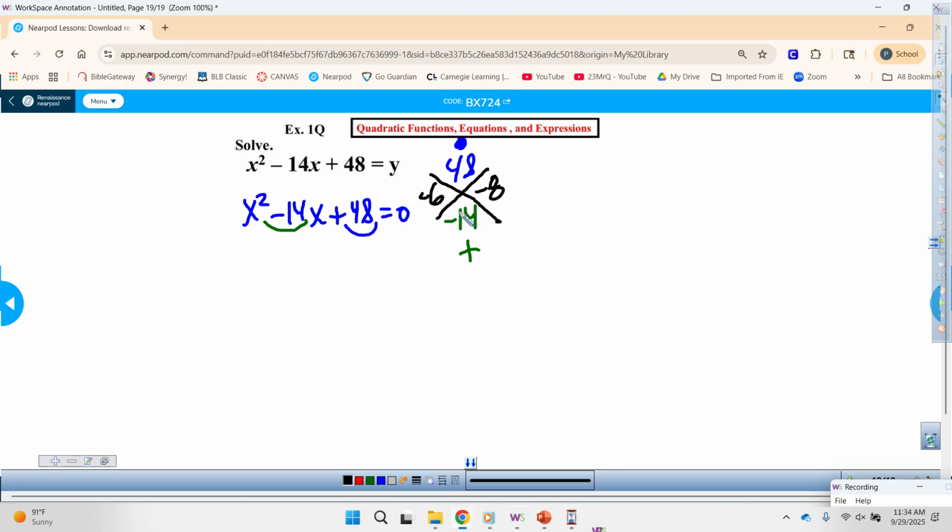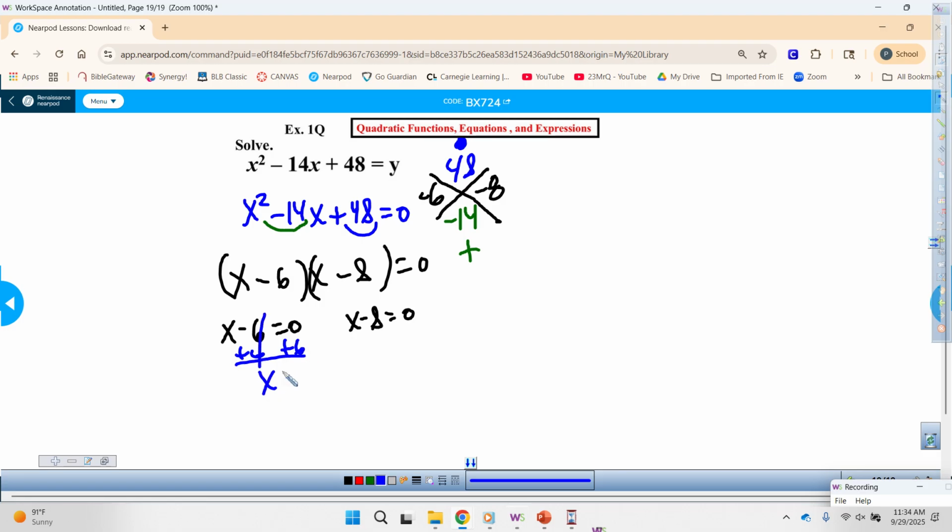What is negative 6 plus negative 8? Negative 14. Okay. So, does this x squared have a number in the front? No, so we can break it up into x times x. Is that correct? And what numbers did we come up with? Minus 6 and minus 8. What is our next step? Set each one equal to 0. X minus 6 equal to 0. X minus 8 equal to 0. Let's solve. Plus 6 plus 6. X equals 6. Plus 8 plus 8. X equals 8.